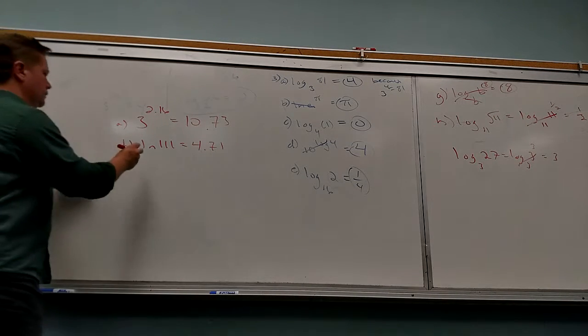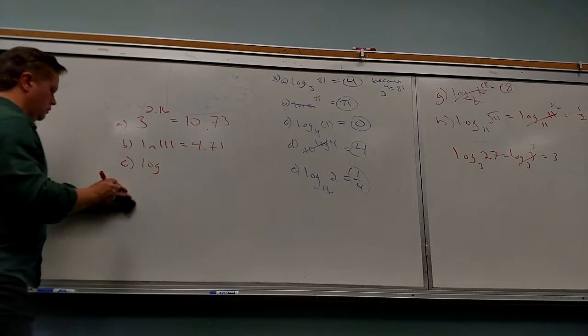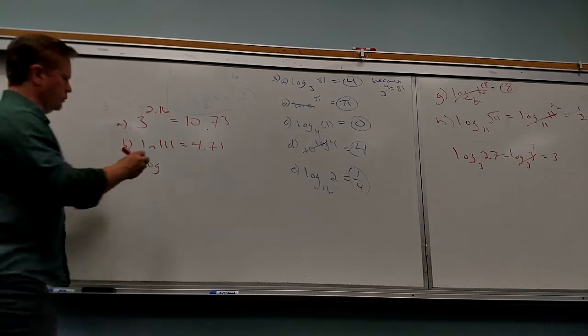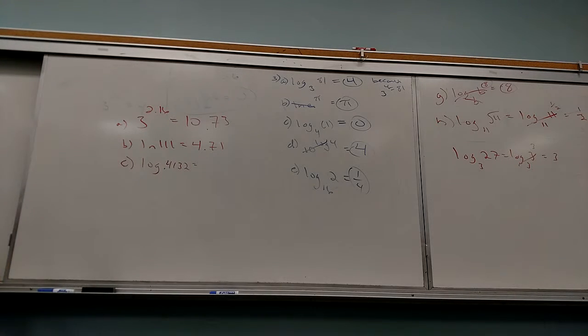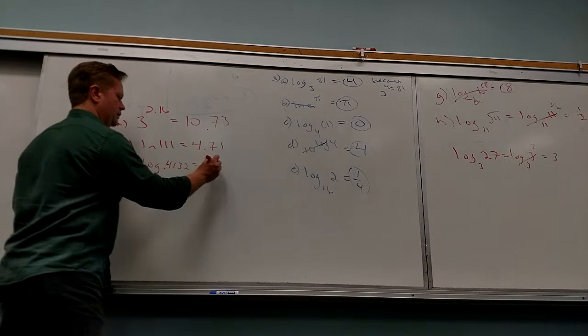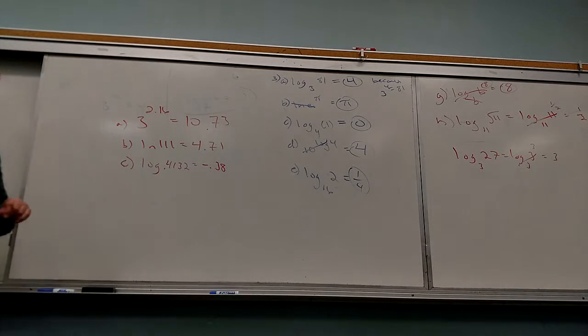And then finally, log, what was it? 0.4132. Negative point 38. Yeah. We got dissension in the ranks. Well, my calculator's out there. Yeah, 38. So negative 0.38? But you thought it was positive 3.62? Yeah, so something definitely went wrong there.